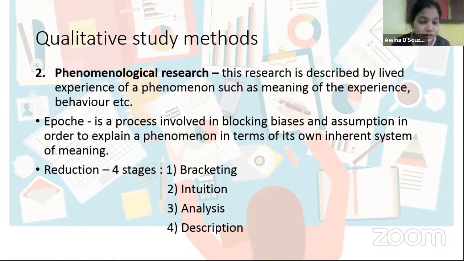It's based on intention, intuition. It's based on experience. It's based on how the person behaves. So it's just like a lived phenomenon, like how the person is feeling. So the research is all about that.